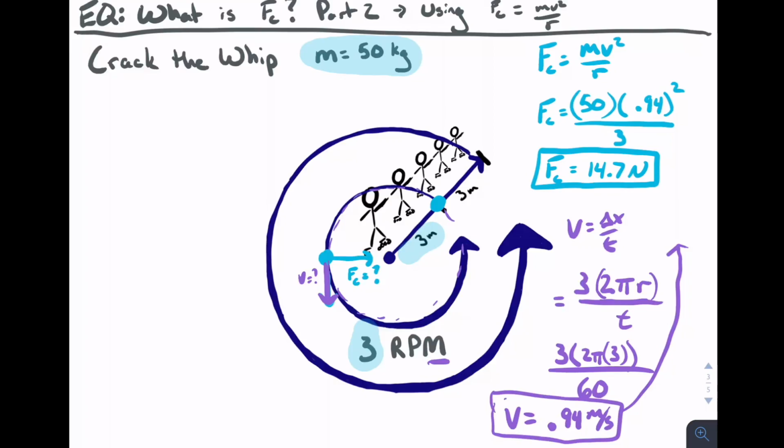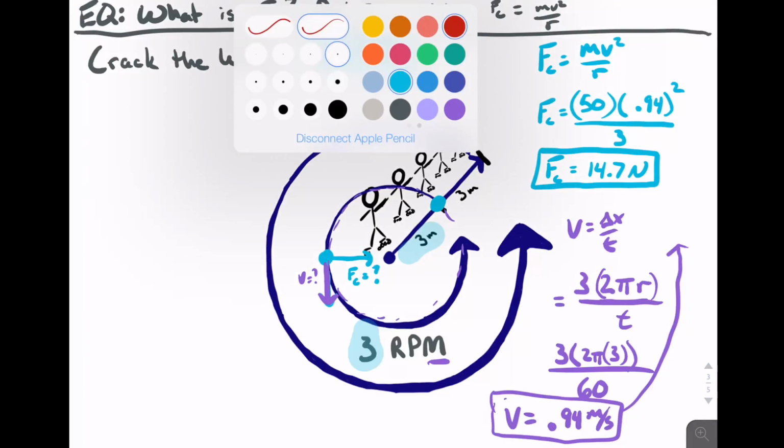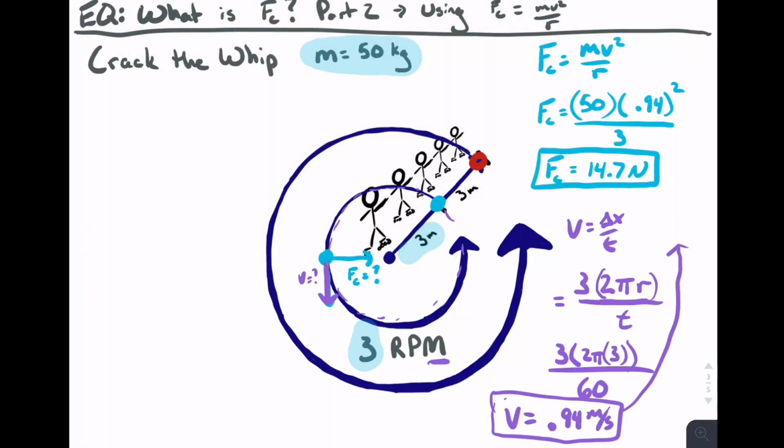So not too bad. But this game was called Crack the Whip because the person on the outside ended up getting flung off. Let's take a look at what's going on now with the person located out here, the person in red. They're going to move around, same deal, but remember they have to travel a bigger distance. So in order for this to happen, they have to be moving a lot faster.